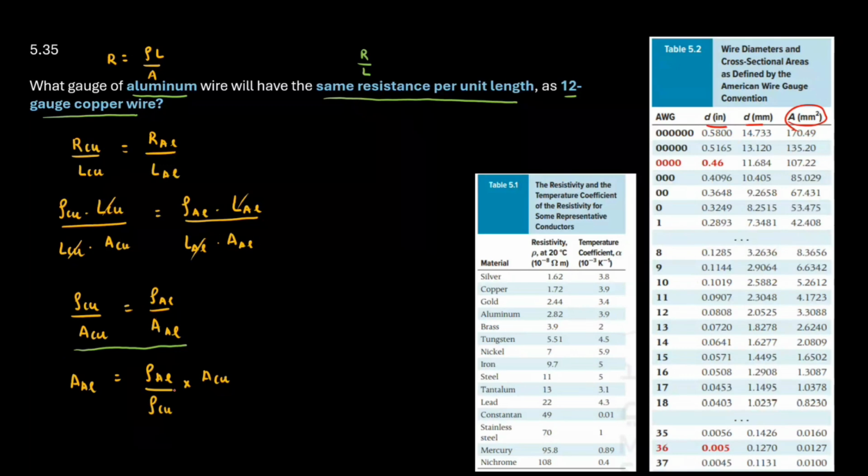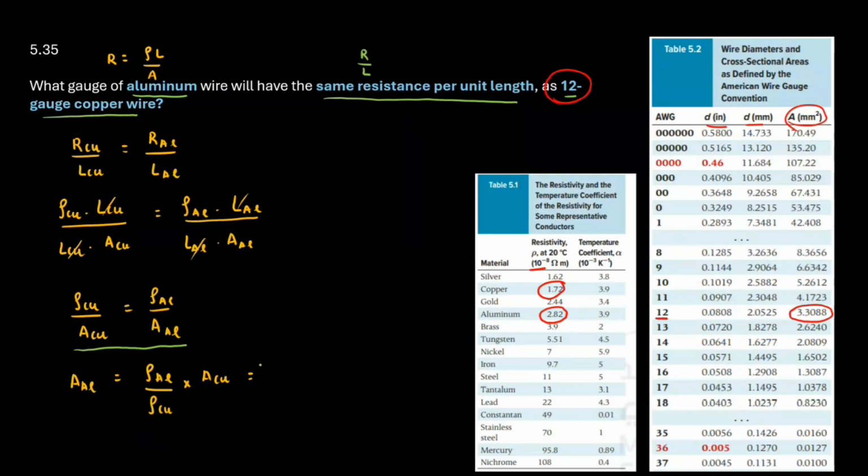Now resistivity of aluminum and resistivity of copper we can find from the table here. For aluminum, the resistivity is 2.82 times 10 to the power negative 8, and for copper it is 1.72. Whereas area of copper you can find from the gauge table again. We want area of 12 gauge copper wire, so this is the 12 gauge, and its area is 3.3088 millimeters squared. So we are going to substitute these values in the expression here.